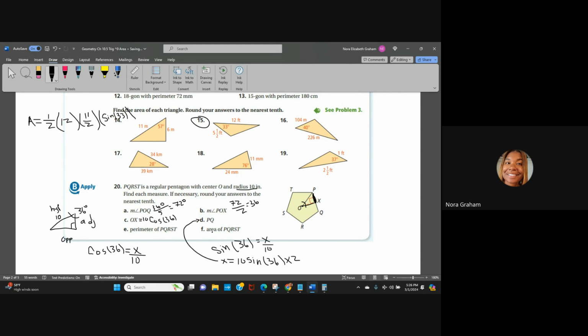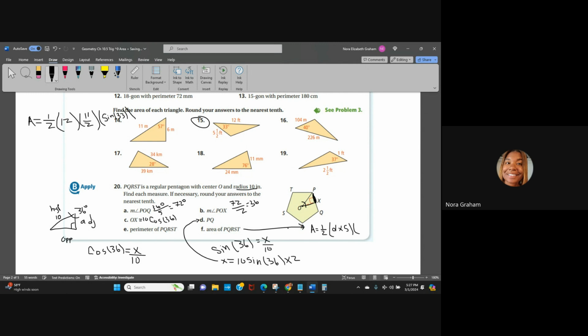And so F, find the area. For this one, I'll set it up because we already found everything, right? So our area, remember, is 1/2 our perimeter times our height. Our perimeter right here is just going to be D, whatever we found from D, times 5, right? Because we want to find our perimeter. The D is just one side. And how many sides do we have? 5. All right, D times 5.